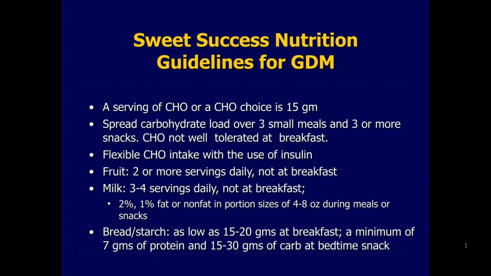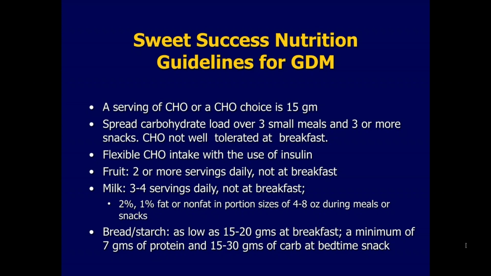So for flexible carbohydrate intake with the use of insulin, if someone is on insulin, you can be a little more flexible with the carbohydrates because you can adjust the insulin dose. The fruits, I usually say 2 to 3 servings per day, obviously not at breakfast.